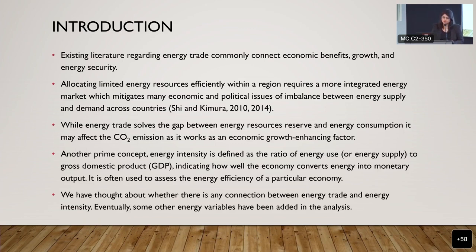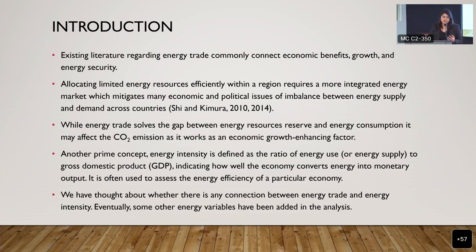all the world. But while energy trade solves the gap between energy resources reserve and energy consumption, it may affect the carbon dioxide as it works as an economic growth enhancing factor. Point to be noted here is we actually mean fossil fuel trade by the energy trade. We are not considering the renewable energy here.